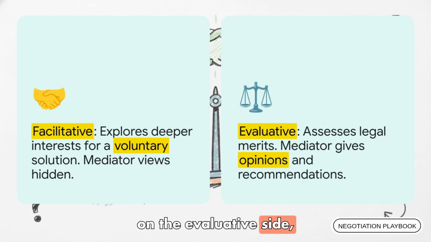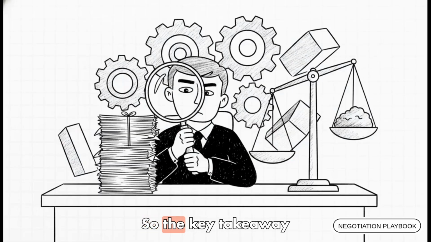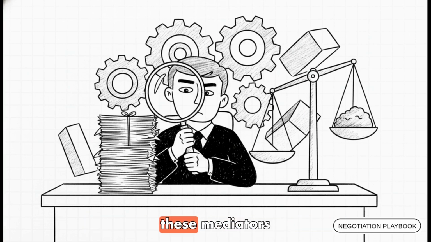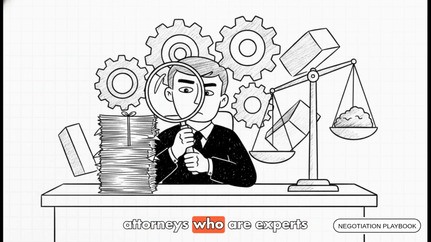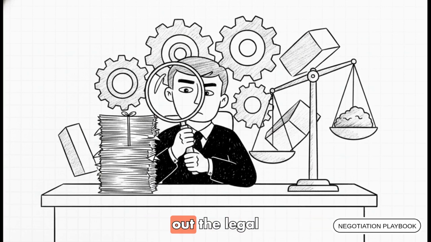But then, on the evaluative side, it is a complete contrast. Here, the mediator actually steps in to give recommendations and assesses the legal merits of your case. So the key takeaway here is that evaluative mediators act a whole lot more like legal advisors or even judges. Because they're making fairness determinations and basically grading your legal homework, these mediators are almost always practicing attorneys who are experts in that specific area of law. A great practical example: imagine a really complex breach of contract dispute between 2 giant corporations. The evaluative mediator is going to point out the legal weak spots in each side's case to push them toward a settlement that looks a lot like what a real judge would rule.